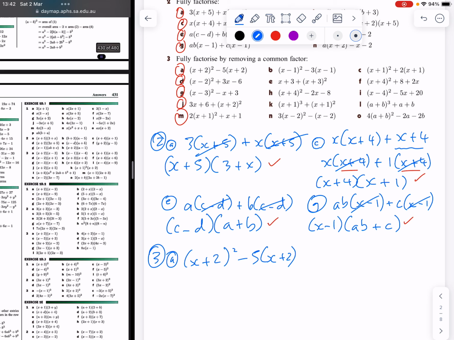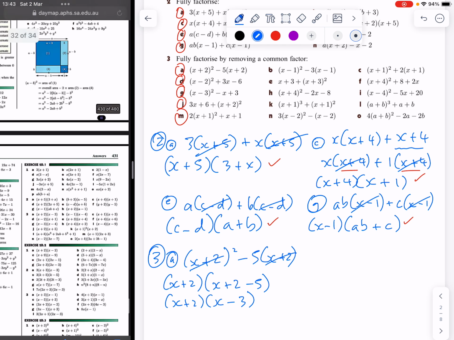x plus 2 is a common factor, so that goes on the outside. I cross that off, but remember this is squared, so there's an x plus 2 left over. So it's x plus 2 take 5 that's left over, and there's nothing stopping me working that out. x plus 2 take 5 is negative 3.